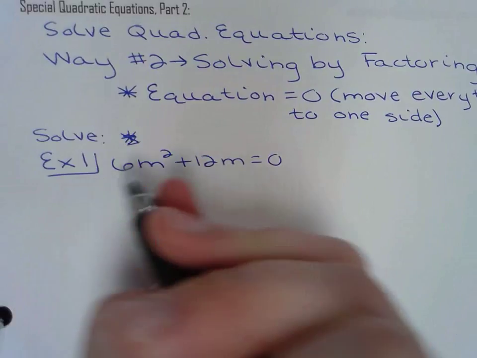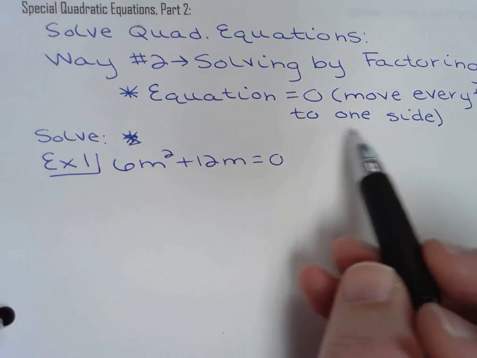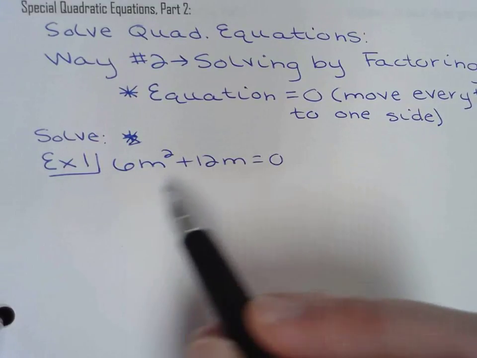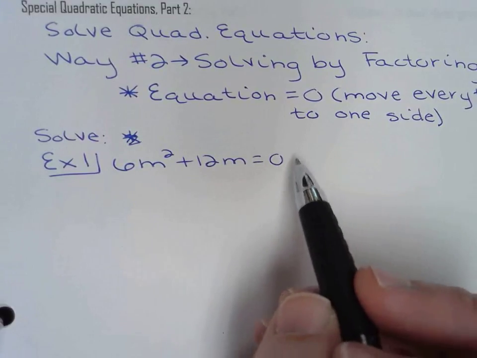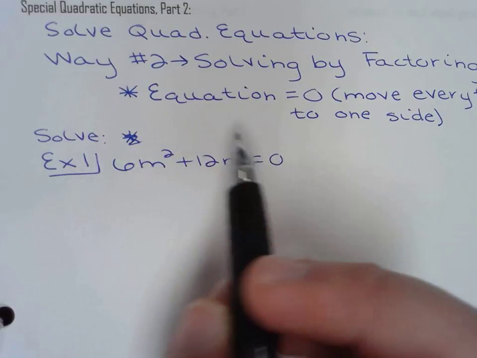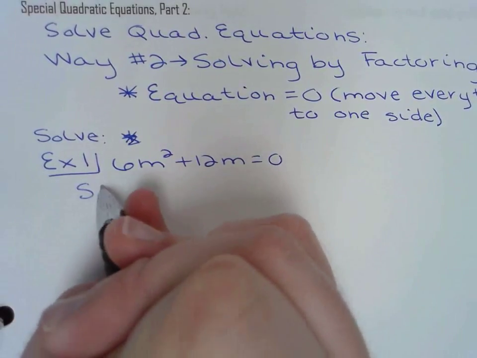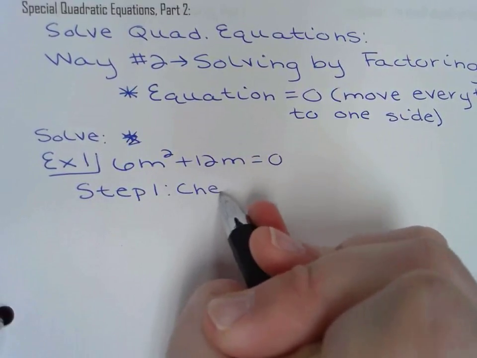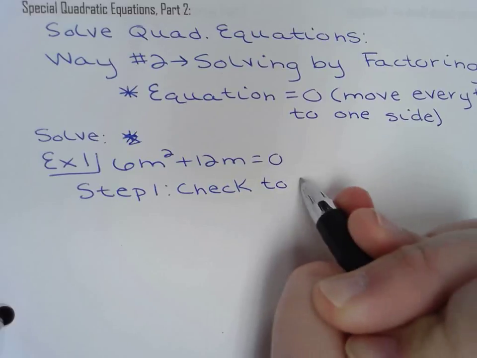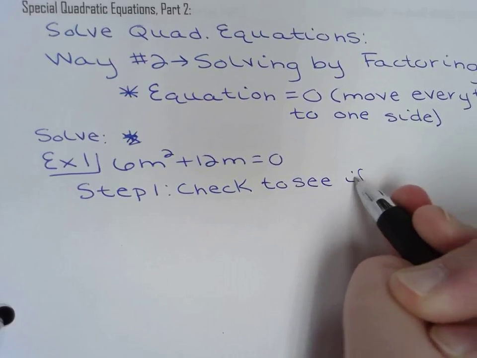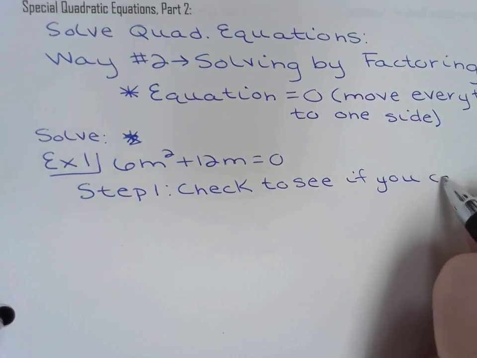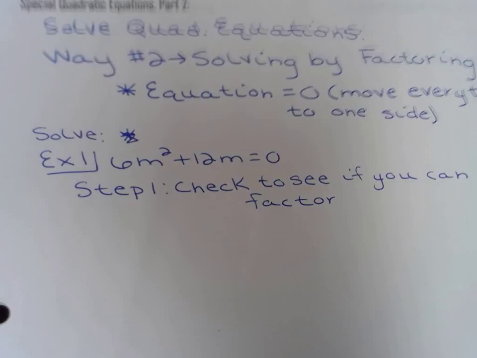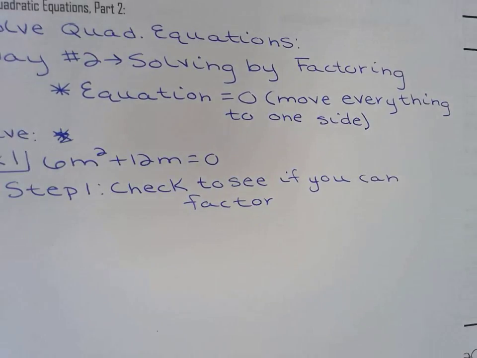So step 1, first of all, we need to make sure it's equal to 0. Is this equal to 0? Yes. Sometimes that will be done for you, sometimes it won't be. Make sure your equation is equal to 0. Everything is on the left side. So step 1: check to see if you can factor. Get it equal to 0 and then check to see if you can factor.